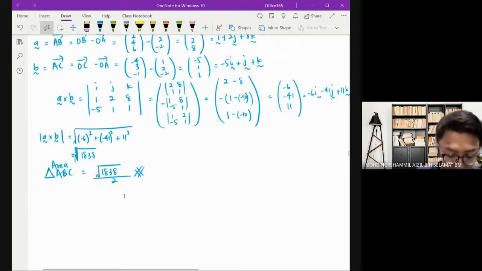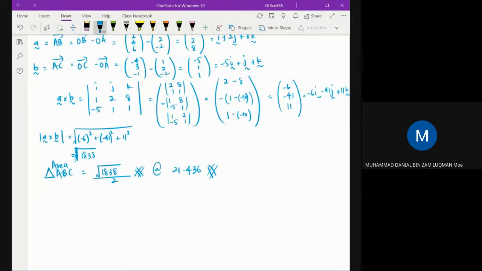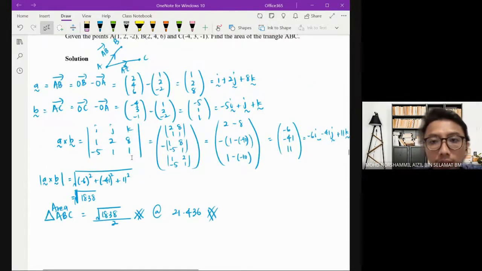Siapa yang nak bagi point? It will be 21.436. Is that okay? Betul tak? Betul sir. Alright, macam tu je. Dia cuma yang tadi struggle dekat sini lah kan. Ada struggling sikit dekat sini, nak produce vector dia tu.